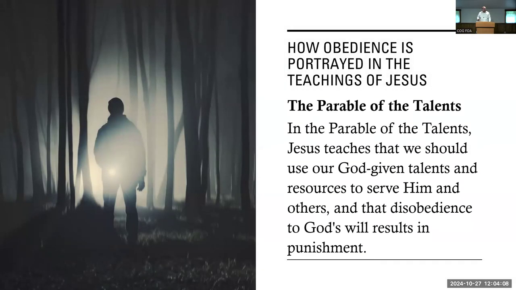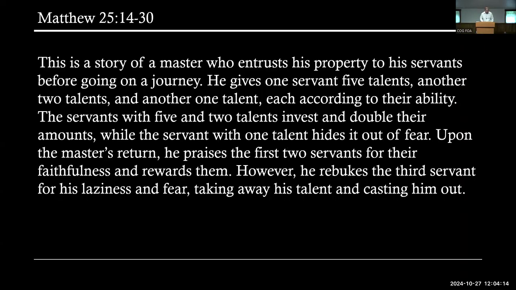In another parable, the parable of the talents, God has given resources and abilities to people. To sum this up, it's the story of a master who entrusts his own property to his servants, and he gives one servant 5 talents or 5 abilities, and the other one 2, and the other one 1. The ones with 2 and 5 use that talent, they invest that talent, and they get returns on that investment. The one that took his 1 talent and hid it, didn't grow it, didn't use it, didn't obey, he gets punished. The master rebukes that servant for his laziness and his fear, and he takes that God-given talent and casts him out.